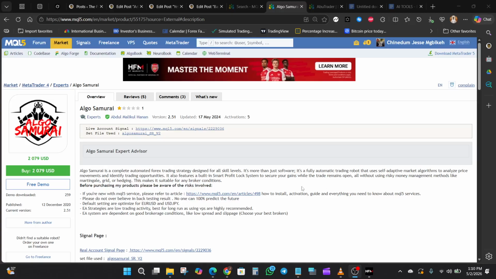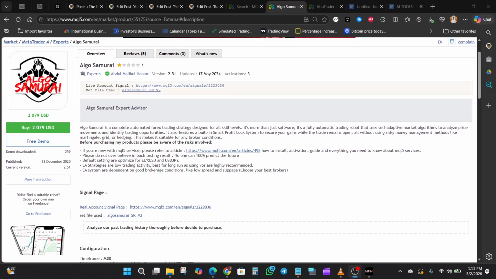Now, very important, Algo Samurai EA is designed for MT4. So you should have the MT4 platform if you desire to use this expert advisor. And the EA is priced at 2079 US dollars, which already places it in the premium category, developed by Abdul Malikul Hanan, and it's positioned as a fully automated system using what they describe as self-adaptive algorithms.